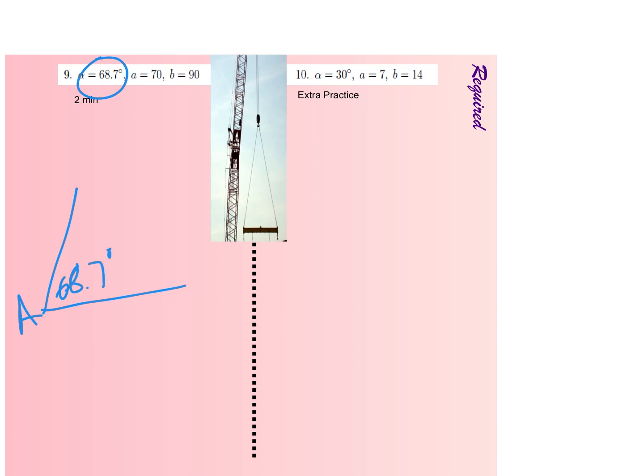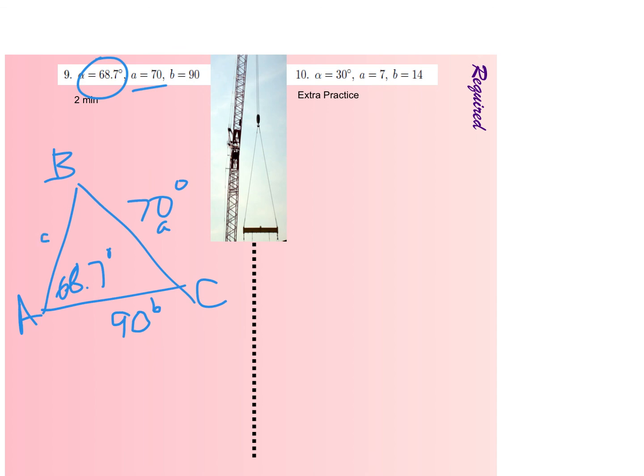Next, little a is 70. So I know the side across from it is 70. And little b is 90. Well, where's the b? This is little a. Where's the b? Well, it could be either one. But looking at how I drew my triangle, what feels like it could be 90? I'm going to say that one feels like it could be 90. So I'm going to call that one little b, which makes this one big B. And that forces the last one to be C. And that makes this side over here little c.